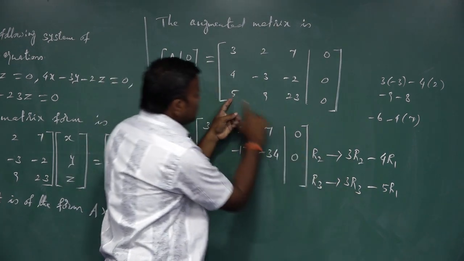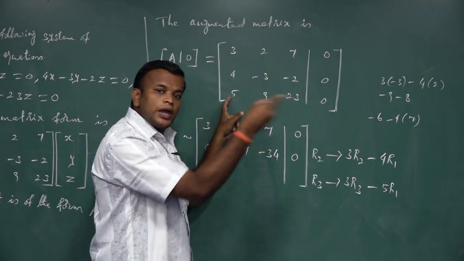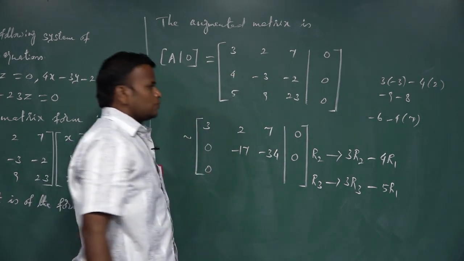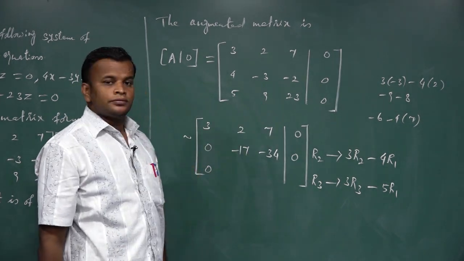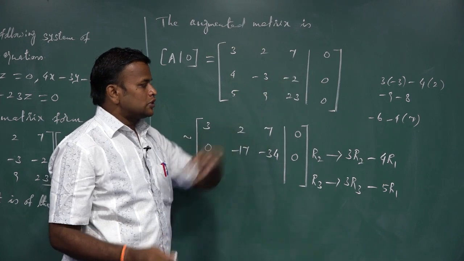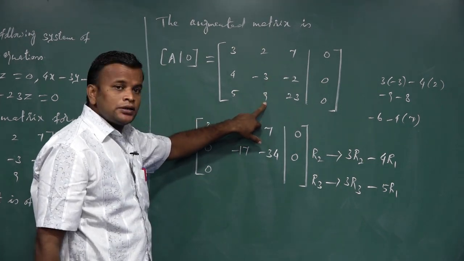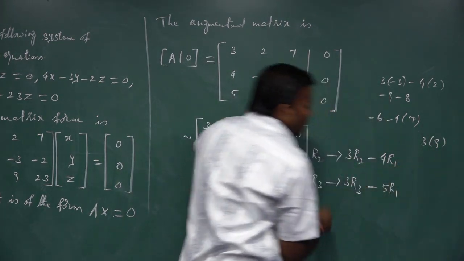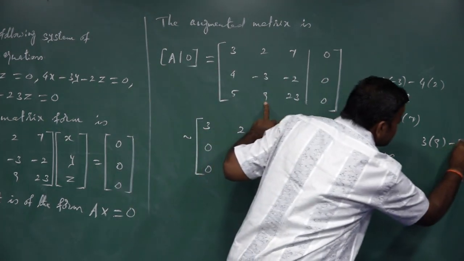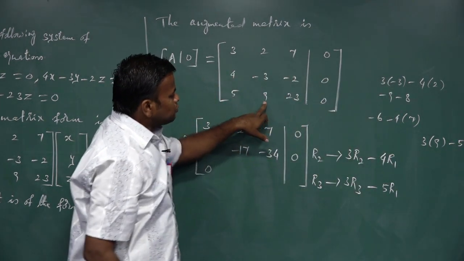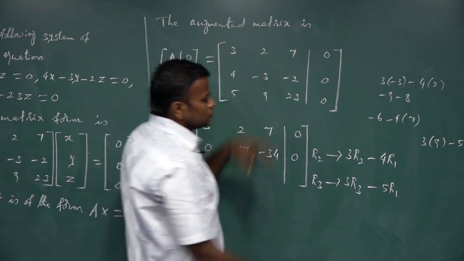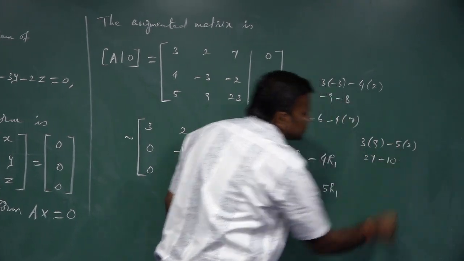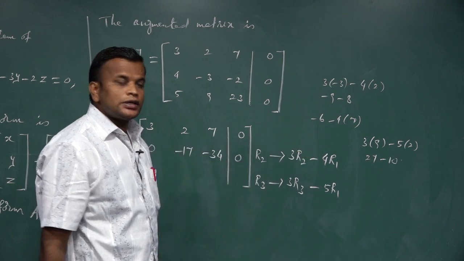Now we check the first one. 3 R3: 3 times 5 is 15. Minus 5 R1: minus 5 times 3 is 15. 15 minus 15 is 0. Next, the number 9. Suppose the numbers are big, you put it aside. How to change the number 9? We write R3 as 3 R3. The R3 value is 9, minus 5 times the corresponding element of R1, which is 2. 3 times 9 is 27, minus 5 times 2 is 10. 27 minus 10 is 17.